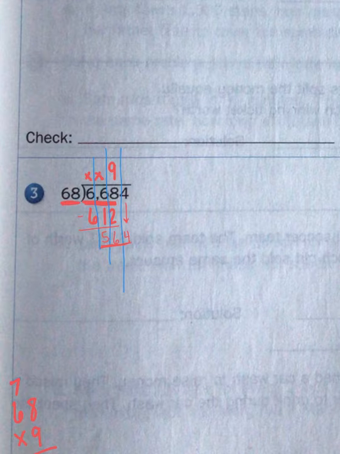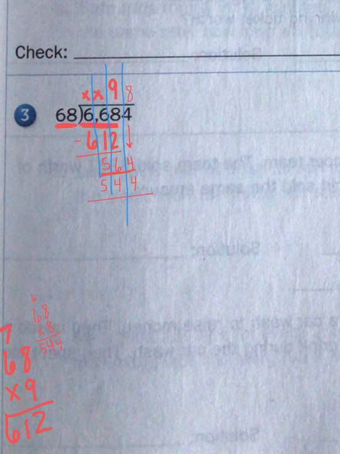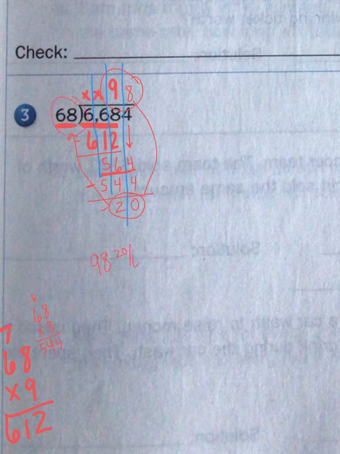So maybe we could try doing 8. Let's see how that works. So let's do down here. 68 times 8. 8 times 8 is 64. Carry the 6. 8 times 6 is 48. 48 and 6 more is 54. Hey, by golly, it looks like that'll work. So I'm going to put my 8 up here. And then I'm going to subtract. I'm left with 20. Here's my answer. So 98 and 20 out of 68.